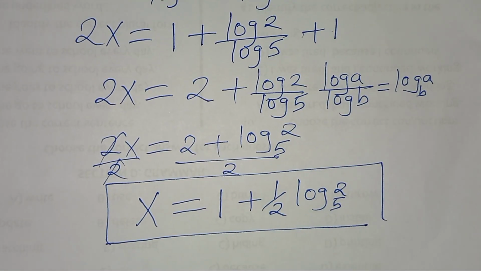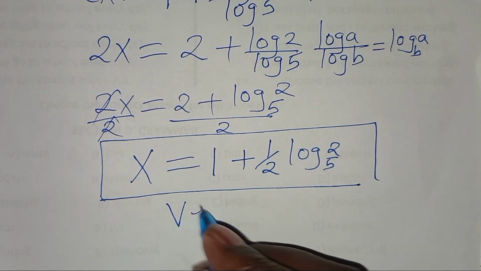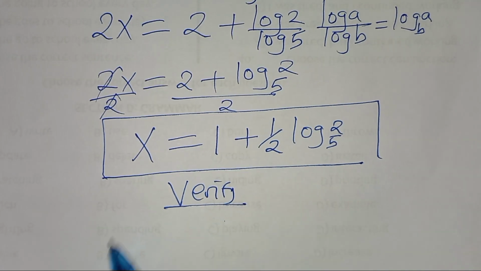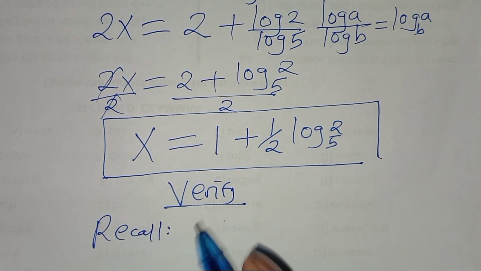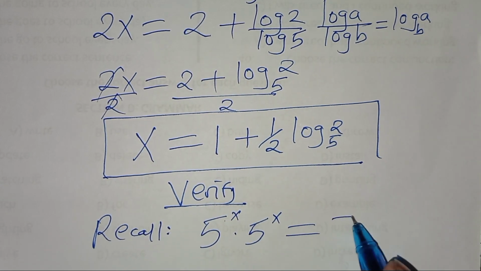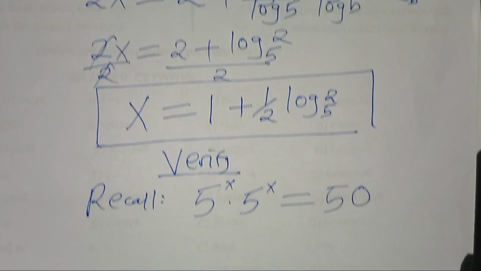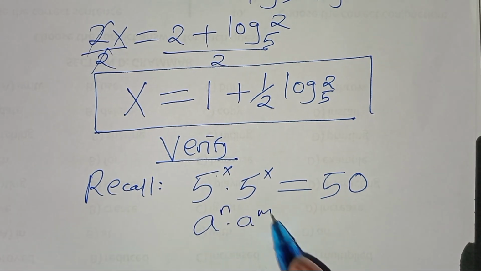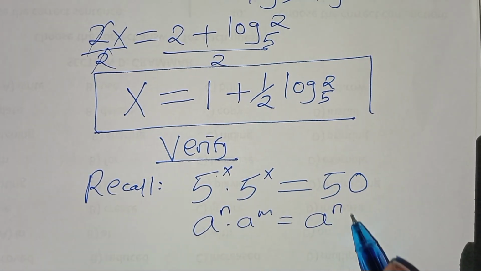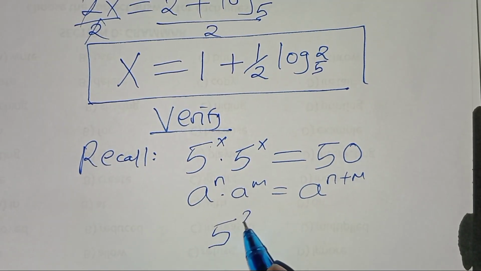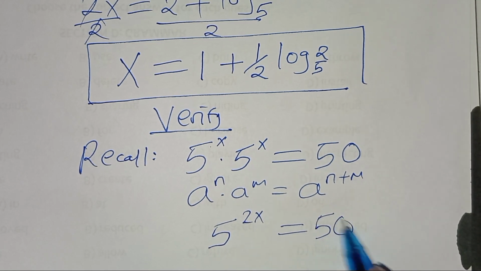Now, let's verify that this value of x actually satisfies the equation. If you recall, we have 5 to the power x times 5 to the power x. This should give us a value of 50. Now, 5 to the power x times 5 to the power x is in the form of a to the power n times a to the power m, which we can express as a to the power n plus m. Applying this property, this is the same thing as 5 to the power 2x. This is equal to 50.